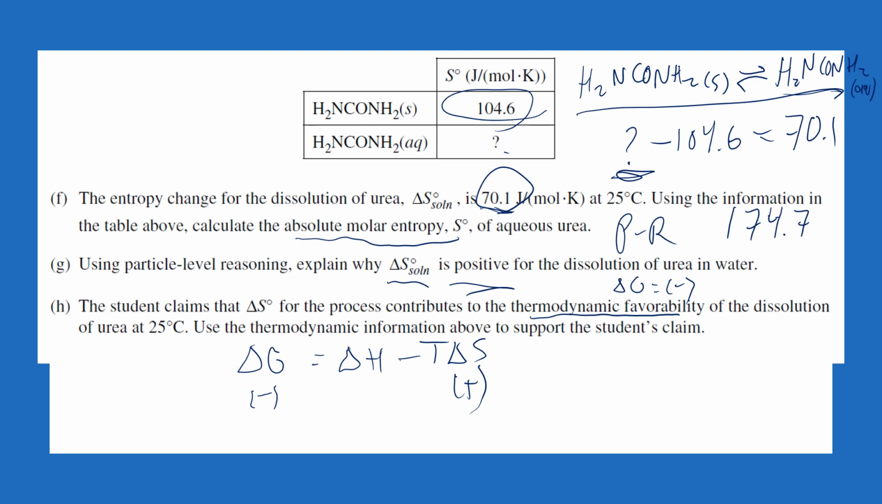Well, that's a good thing because we have to subtract this whole term, right? So having delta S be positive helps delta G be negative. So yes, the fact that delta S is positive contributes to delta G being negative because that term is subtracted from the delta H. I would suggest for these questions actually writing out the equation because it makes it a little easier for you to explain.